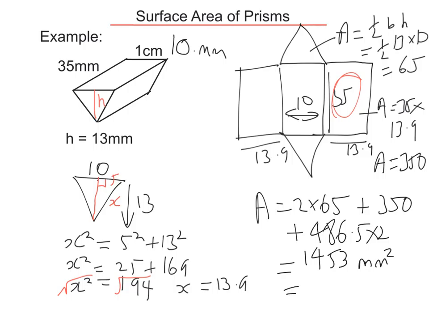If I change that to centimetres squared, I'd have 14.53 centimetres squared. Remembering, of course, that when you move the decimal point from millimetres squared to centimetres squared, you have to do twice as many because they're areas. So 10 millimetres in a centimetre, but 100 millimetres squared in a centimetre squared.